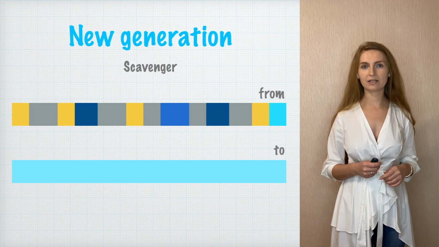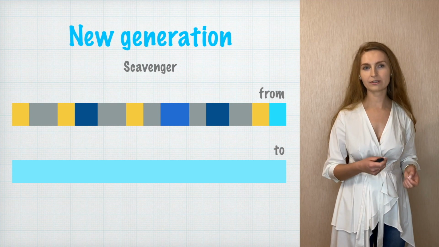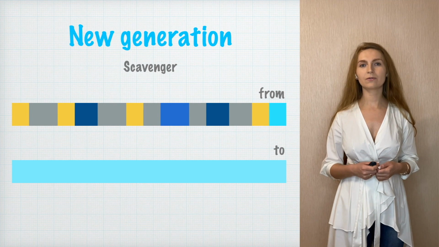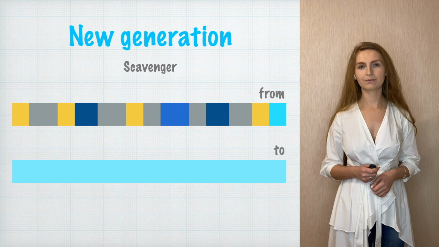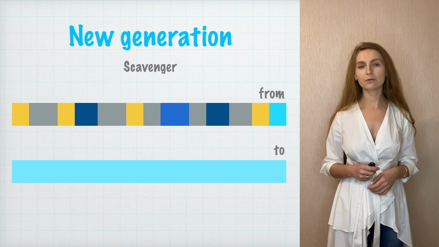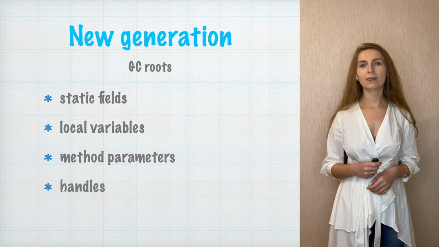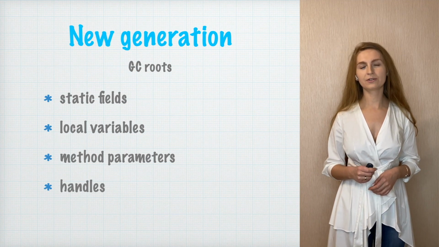The currently active semi-space is now called the From semi-space, and the new one is the To semi-space, to which we are going to copy the live objects. So, how are live objects detected? To understand that, I need to tell you about GC roots.